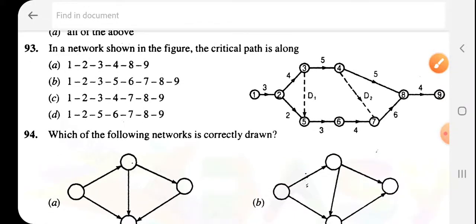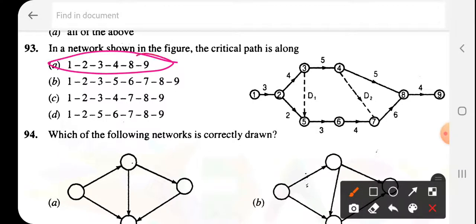The network shown in the figure, the critical path is along. So 93, that is A. So how do we know that is 93A? If you count the values in each path, it should be the maximum. Wherever you get the maximum value, that is our answer. That is our critical path.